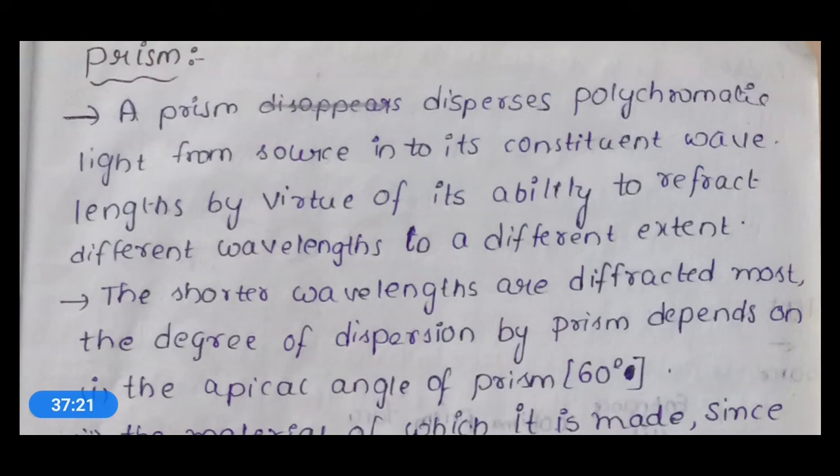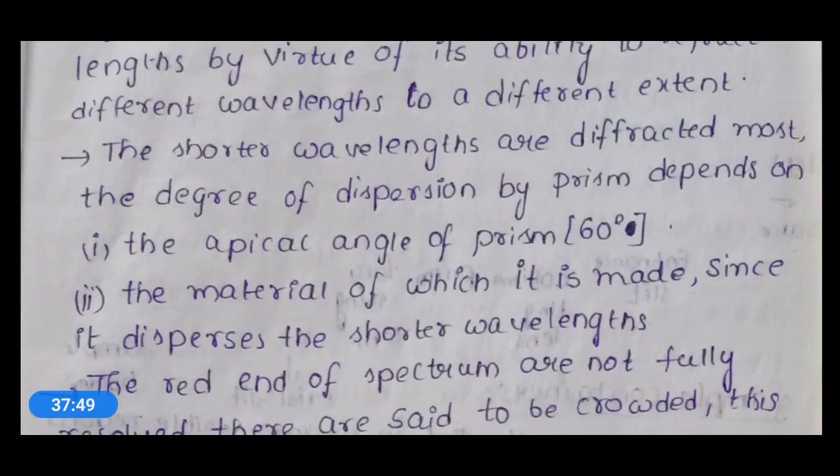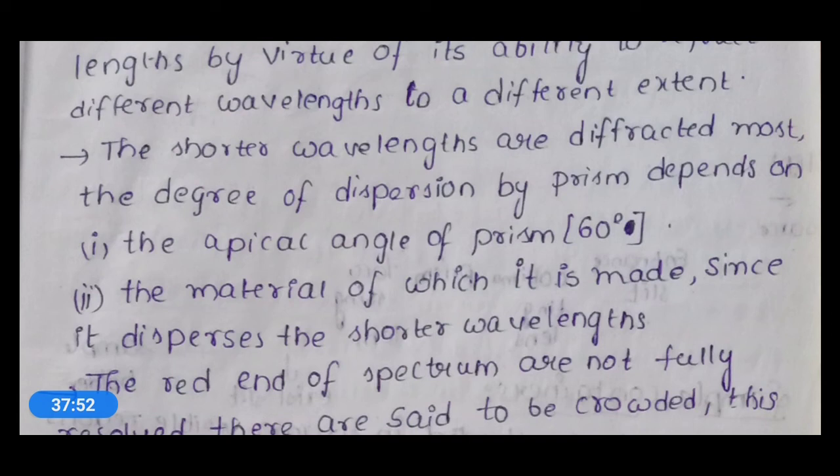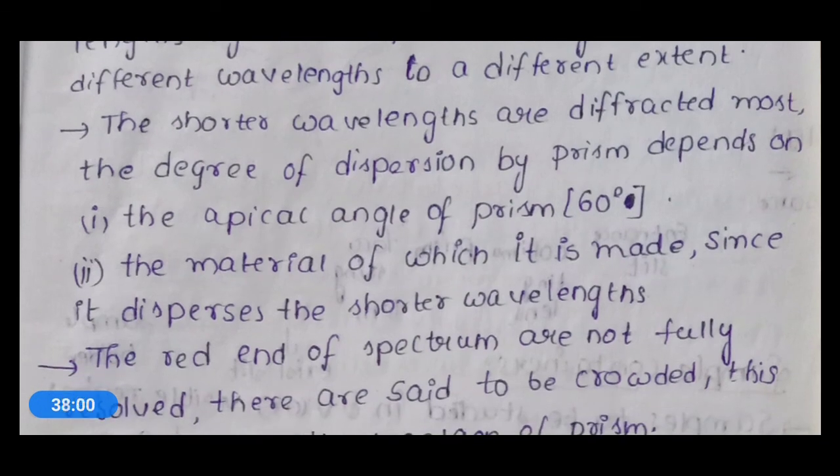Okay, and the shorter wavelengths are diffracted most, and the degree of dispersion by a prism depends on different characters. Here, shorter wavelengths will be diffracted very fast, and all the shorter wavelengths are easily diffracted. And the degree of dispersion of a prism depends on different characters like the apex angle of the prism.